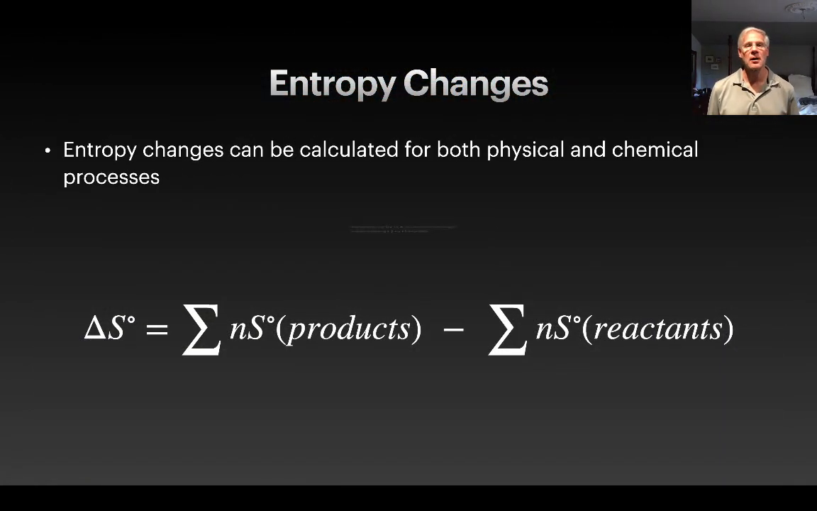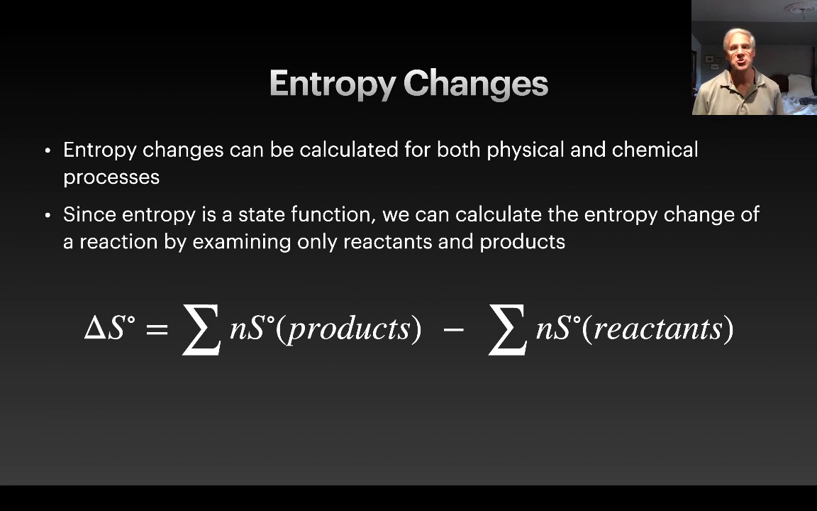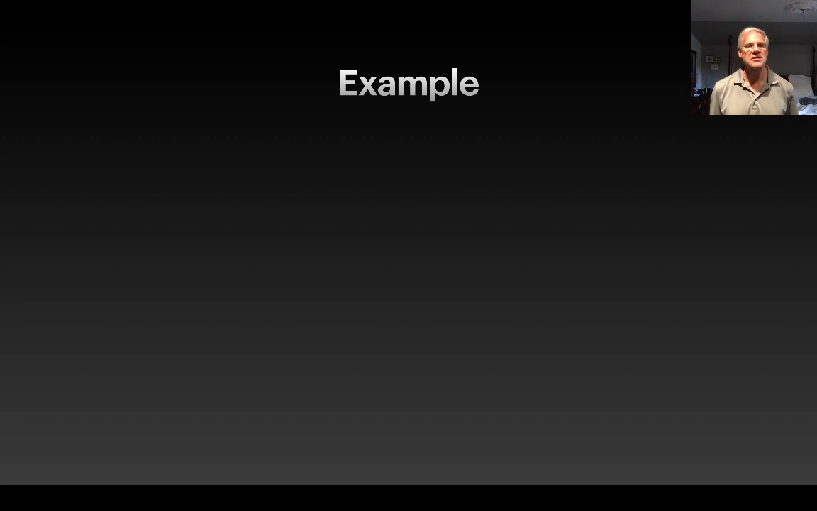Now, when we are doing our entropy changes, we can calculate entropy changes for both physical and chemical processes using an equation very similar to what we used for enthalpy. And this is because entropy is a state function. So we can calculate that entropy change just by looking at the entropy of the products minus the entropy of the reactants. And the little n's that we see here just remind us that we have to use our stoichiometric coefficients just like we did with enthalpy. So we have delta S is equal to the sum of the entropies of the products minus the sum of the entropies of the reactants.